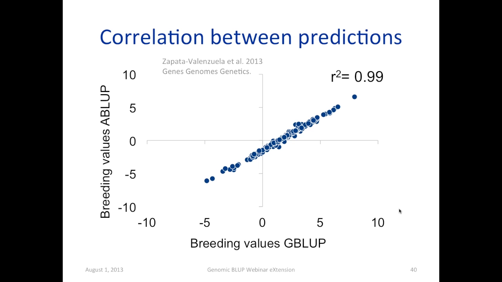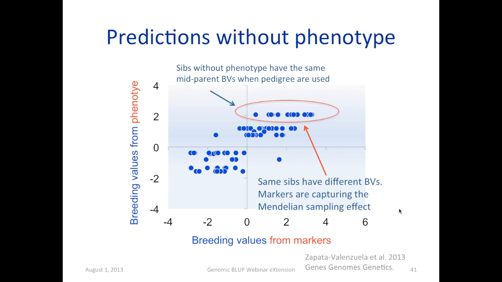So this scatter plot shows the correlations between predictions from ABLUP and genomic BLUP. In that scenario, we did not remove any phenotype from individuals. So we are just using the genomic relationship matrix instead of pedigrees to see what kind of correlation we get. So it's almost perfect correlation. Now this slide is important, and that's my last slide.